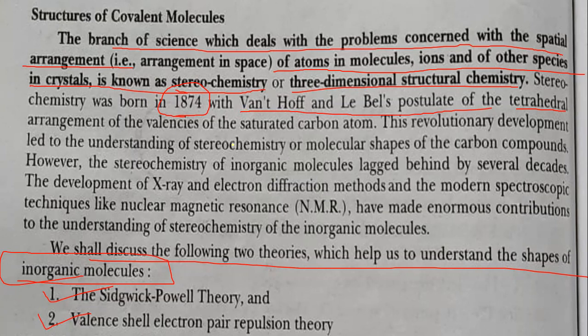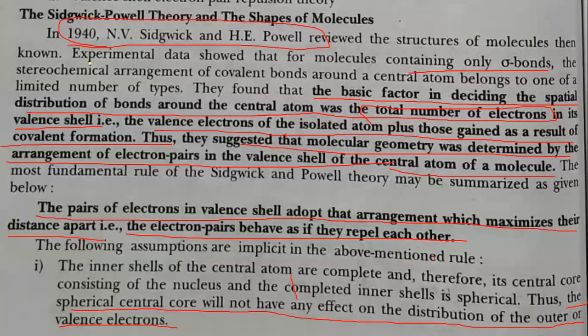So right now, we shall discuss the two theories with the help of which we can understand the shape of inorganic molecules. In this lecture, we are going to focus on the Sidgwick-Powell theory, and in the next lecture we'll proceed towards the valence shell electron pair repulsion theory. If possible, I will continue with the second theory also, but we'll see how it goes for understanding purposes. So first is the Sidgwick-Powell theory and the shape of molecules.